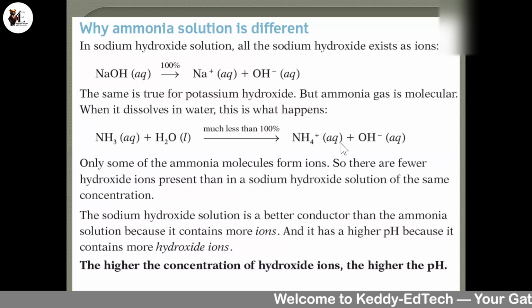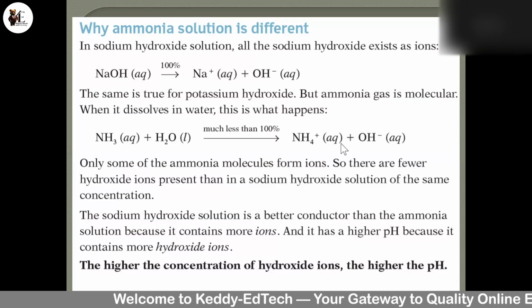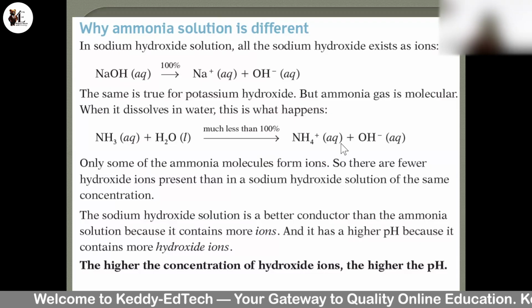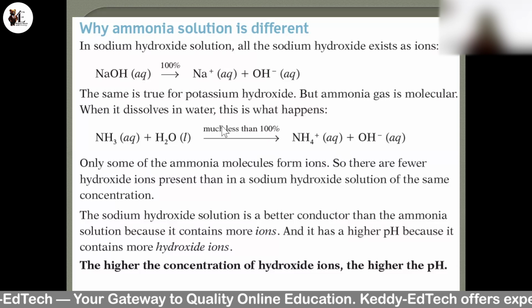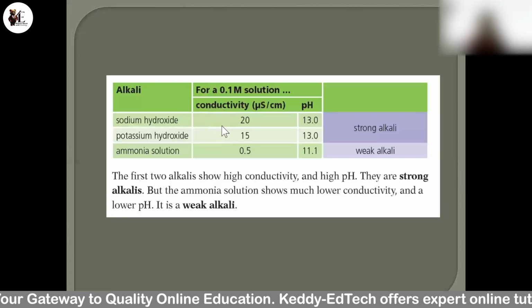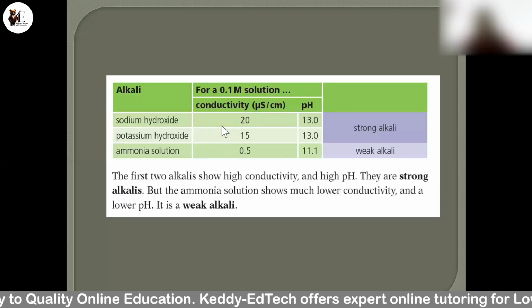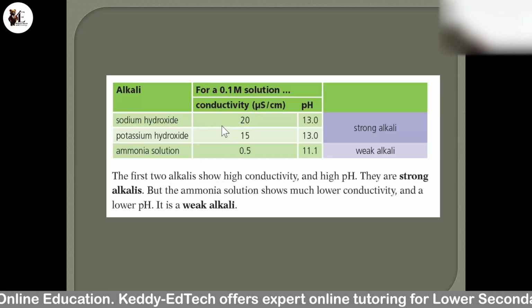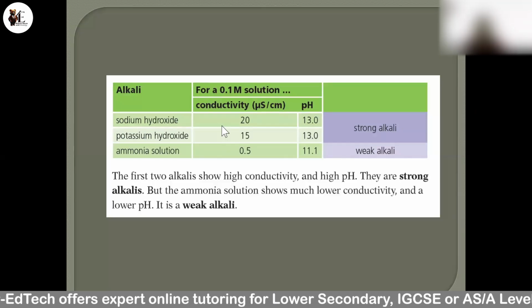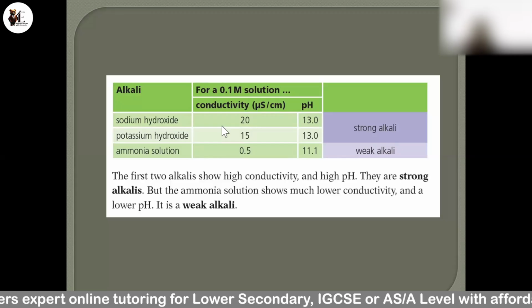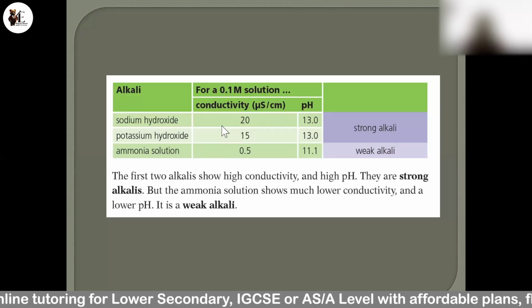Have we covered this slide in the last session? Please look at your notes and tell me. We have done this one, that if you change the conductivity, if conductivity is higher, it is for the stronger alkali. If conductivity is lower, it is for the weak alkali. So we have done this slide, right?